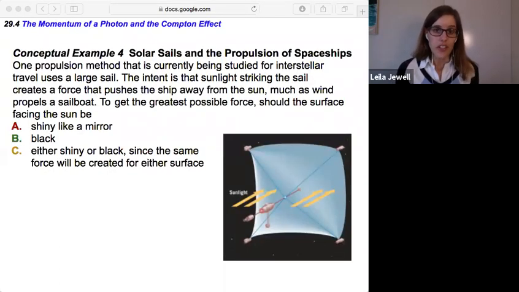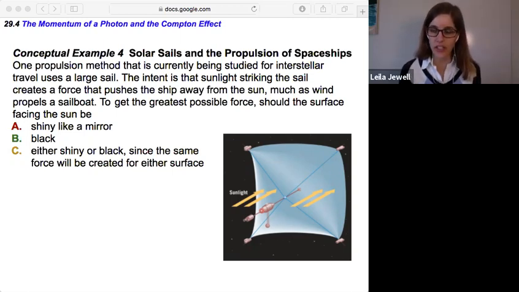So solar sails and the propulsion of spaceships. One propulsion method that's currently being studied for interstellar travel, you can look it up on the internet, solar sails, it's a thing, uses a large sail. The intent is that the sunlight striking the sail creates a force that pushes the ship away from the sun, much as the wind would propel a sailboat. To get the greatest possible force, should the surface facing the sun be A, shiny like a mirror, B, black, or C, either shiny or black, since the same force will be created for either surface.